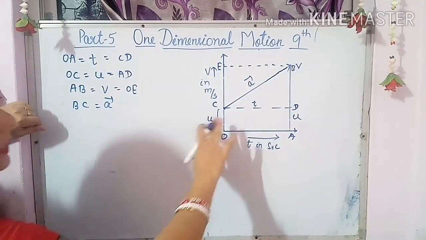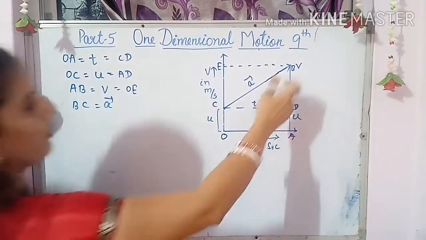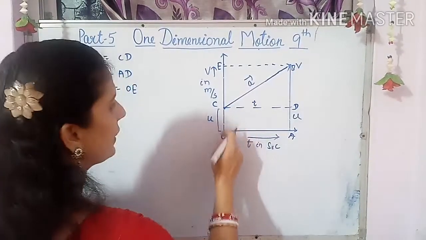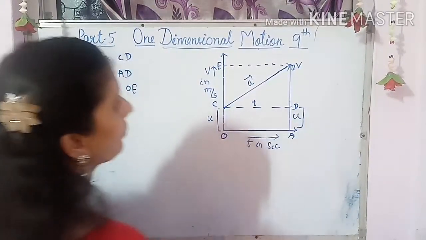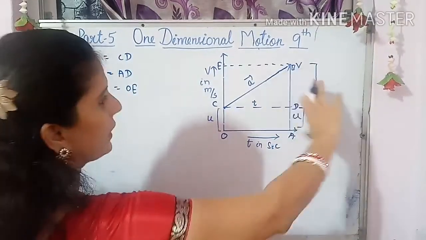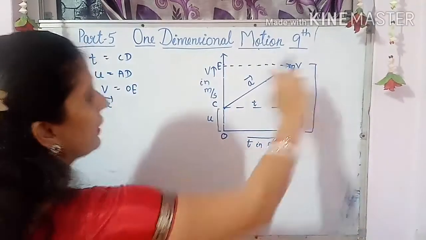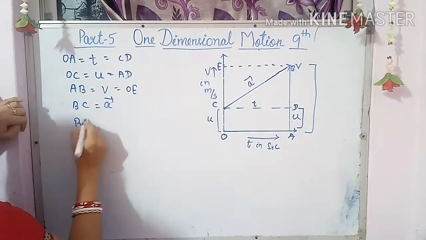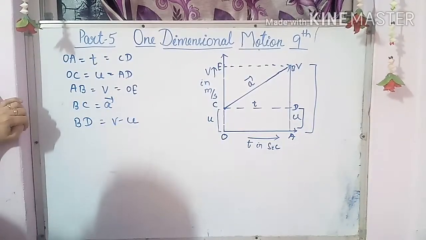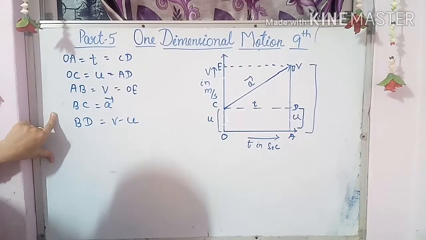Now as I have told, I want to find out another thing, that is the value of BD. As you know, this is U, then this is also U, and the total is V. Now what is the distance? The total V from here to here, that is U. Then what is the value of BD? BD equals V minus U. Very important. So first of all, you have to calculate all these values like this.